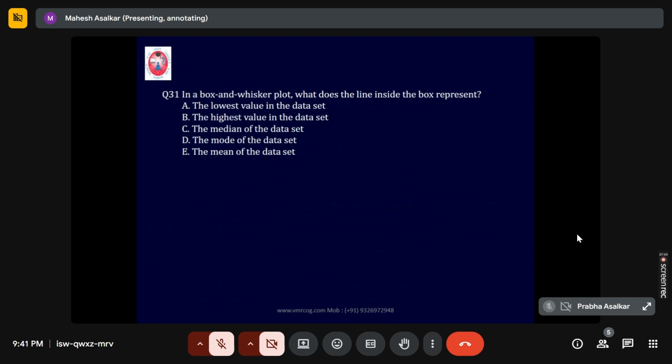Question 31. In a box and whisker plot, what does the line inside the box represent? Option A, lowest value in the data set; option B, highest value in the data set; option C, median of the data set; option D, mode of the data set; option E, mean of the data set. Sir, C. Correct, median of the data set.